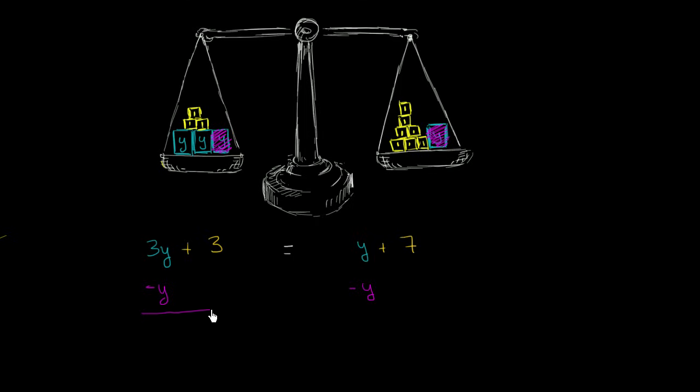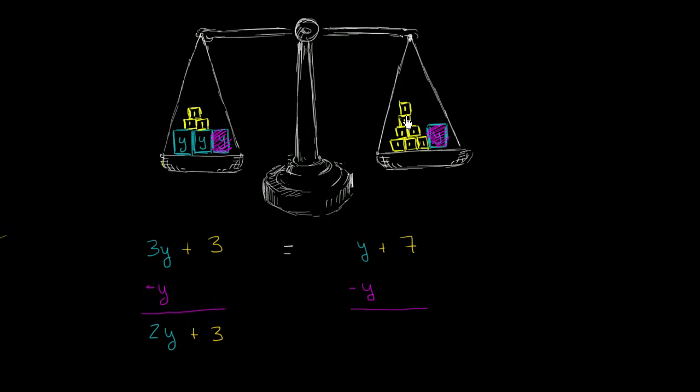And so on the left-hand side, what am I left with? And you can think of it mathematically, or you could even look up here and see what you're left with. If I have 3 of something, and I take away one of them, I'm left with 2 of that something. So I'm left with 2y right over here. And you see it. I had 3. I got rid of 1, so I'm left with 2. And I still have those 3 yellow blocks. On the right-hand side, I had a y. I took away the y. And so now I have no y's left.